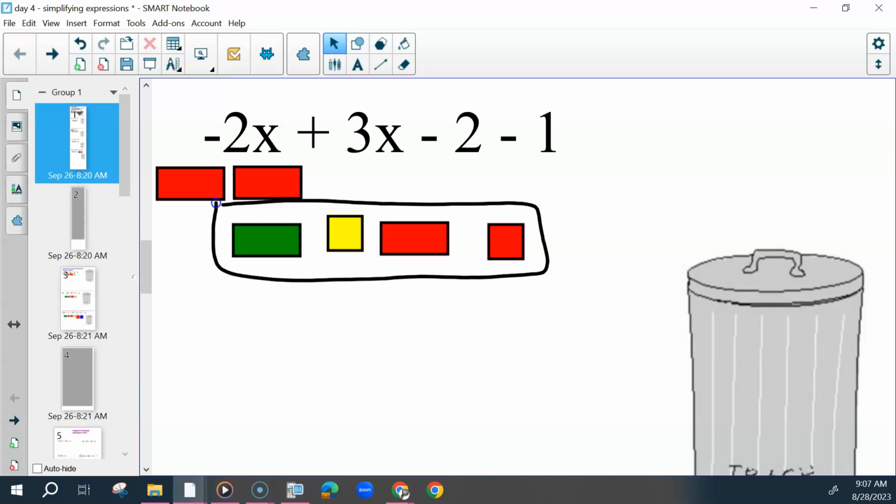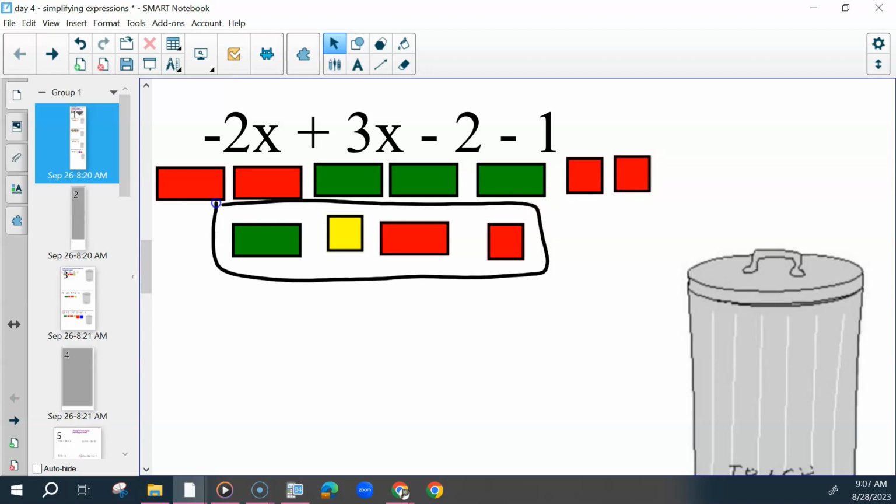How would we model 3x? Positive 3x. 3 positive x's, your rectangles. And then negative 2. These are the yellow ones, or the red ones, because they're negative. And then negative 1. 1 negative, which one?